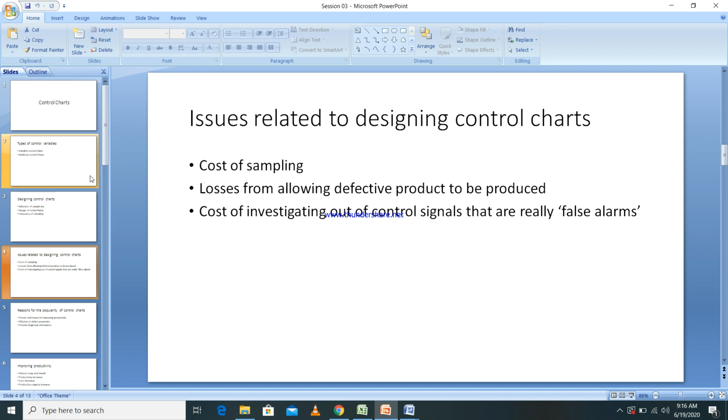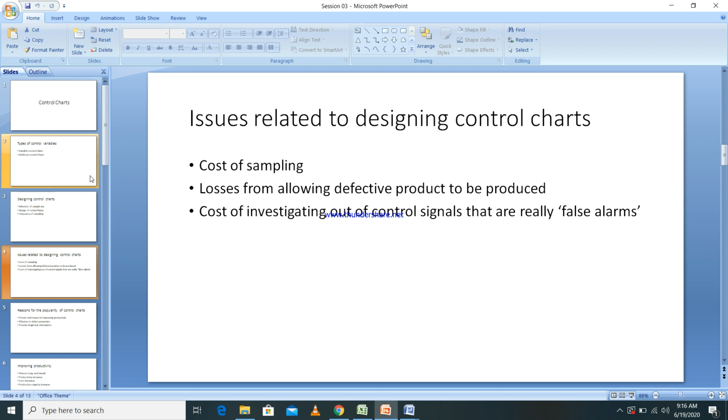And the other thing is losses from allowing defective product to be produced. Sometimes even when we do sampling, we will not be able to find the defective items, because sometimes our sample may consist of only non-defective items. In that case, we are allowing defective products to be produced. So that will become a loss to the company eventually, right? So that is also a disadvantage of designing these control charts.